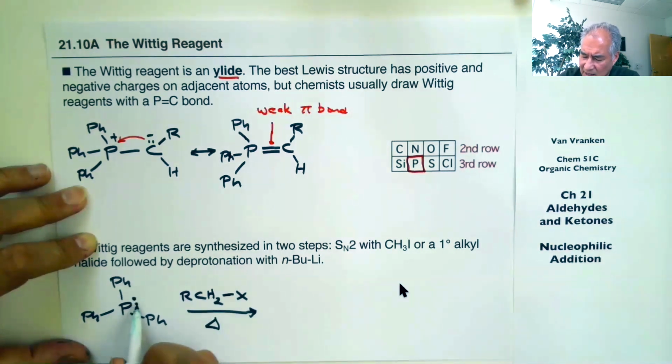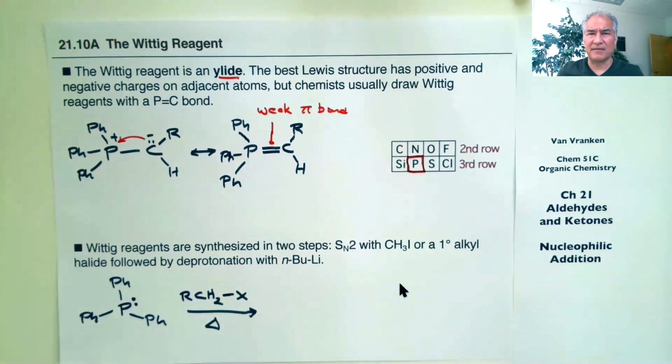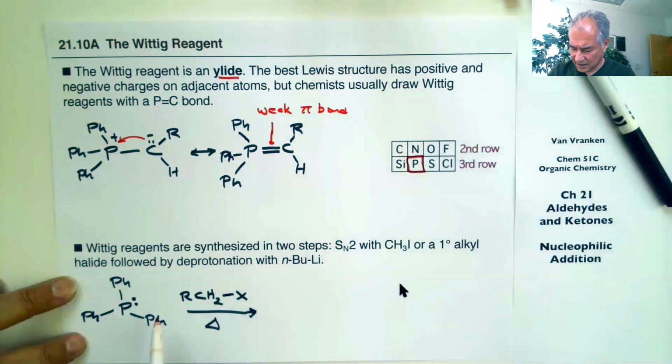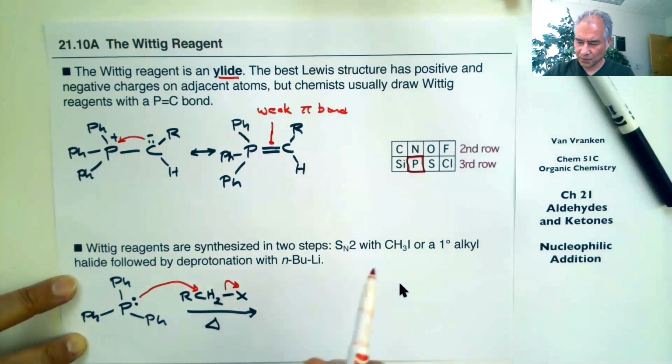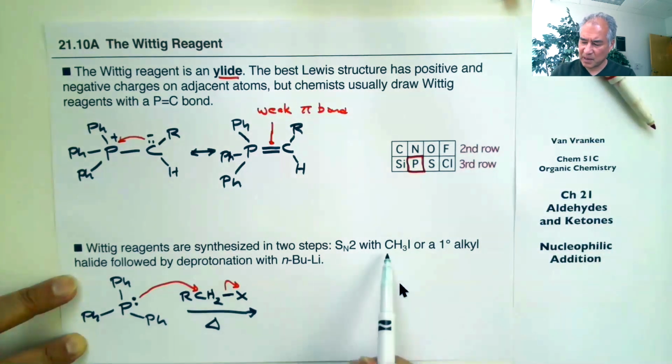So if you take a typical phosphorus compound like triphenylphosphine, super inexpensive, you can buy buckets of this stuff, and you heat the heck out of this to get this SN2 reaction to go. You can get this to undergo an SN2 reaction with primary alkyl halides. And a common one would be methyl iodide.